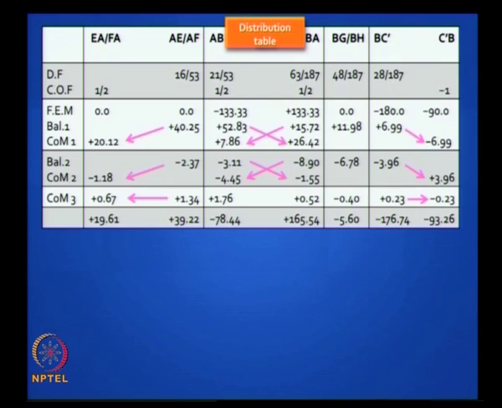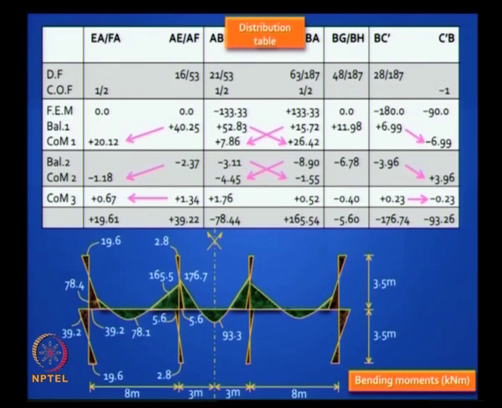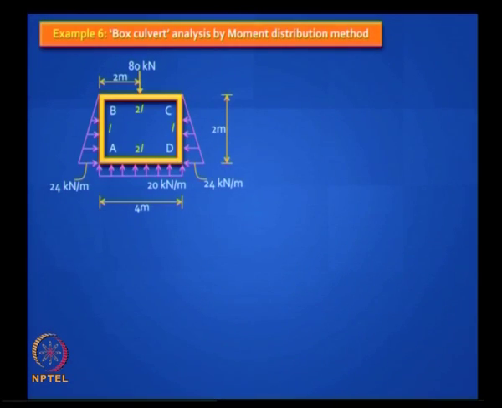Nobody does this anymore, so it is a little more of historical importance, but I just wanted you to know that this is how it can be done. Then you can draw your free bodies and bending moment diagram. This is just a demonstration of how moment distribution method was widely used to design buildings till about the 1980s or 1985, very common. Today we do not do it because we got nice softwares which do it automatically for us.